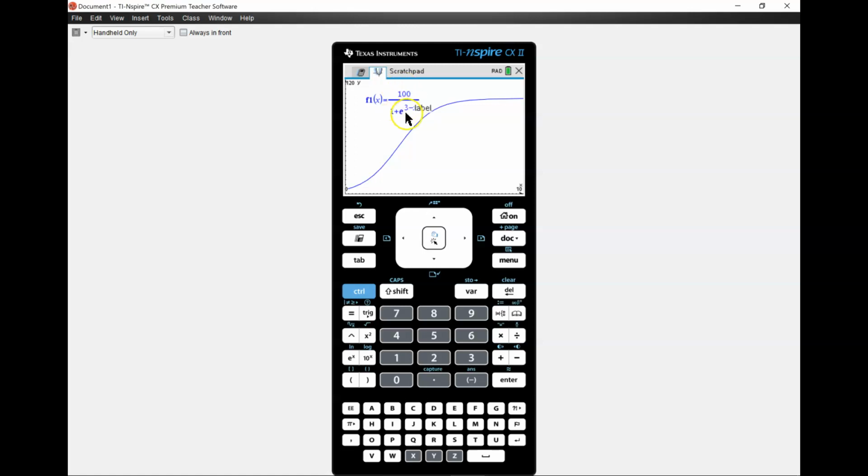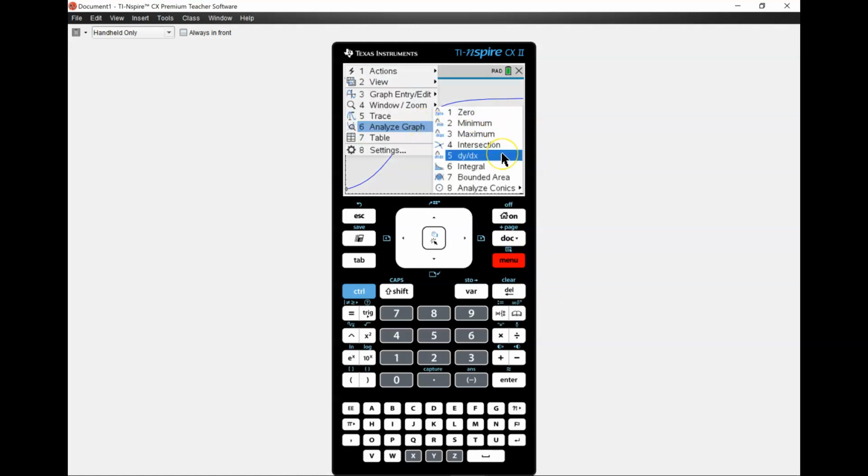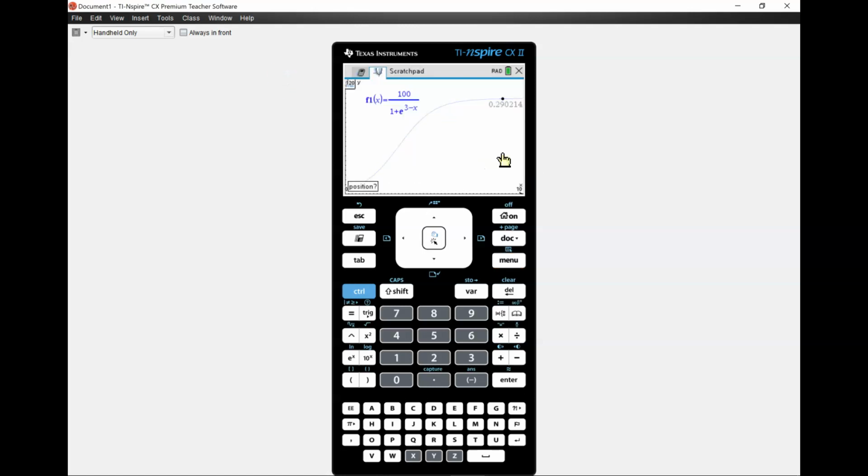Okay. Now I want the derivative. So go back to menu, analyze graph. Number 5 is dy/dx. When you hit number 5, it asks you for position. Don't do anything. Type 3. Press the 3 button. Enter. Boom. The slope there is 25.